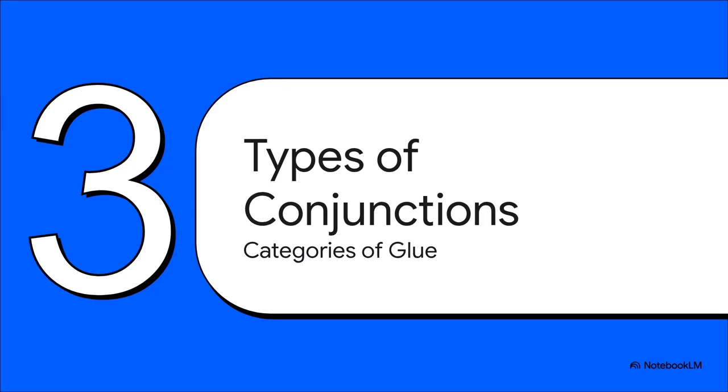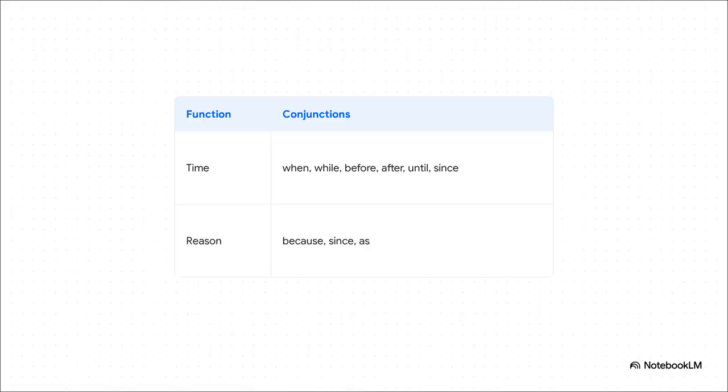Section 3, types of subordinating conjunctions. First up in our toolkit, we have time and reason. We use time-based conjunctions like when, while, before, and as soon as to establish exactly when an action goes down. For cause and reason, we rely on words like because, since, and as. Actually, it's worth noting here that because provides the strongest, most direct reason for something, whereas since is typically used when the reason is already kind of known or obvious to whoever is listening.